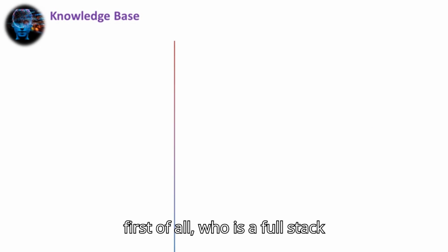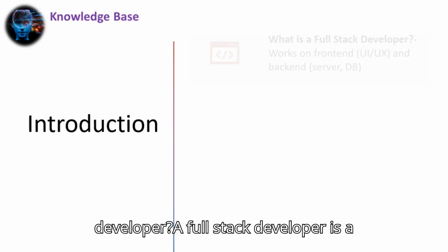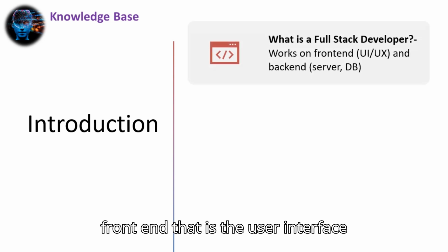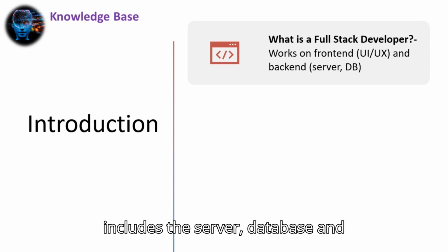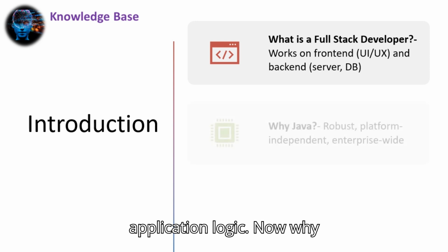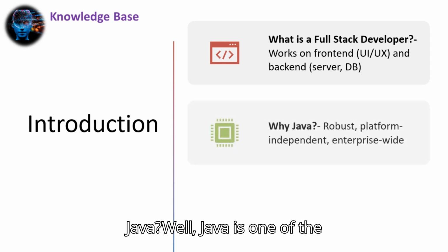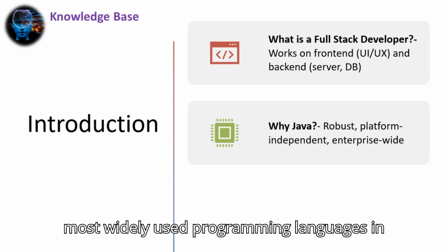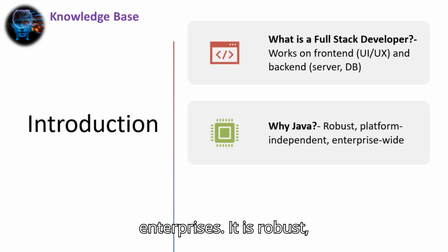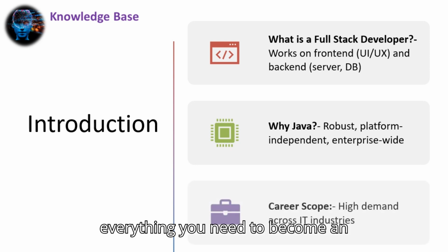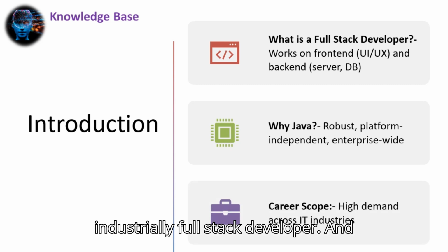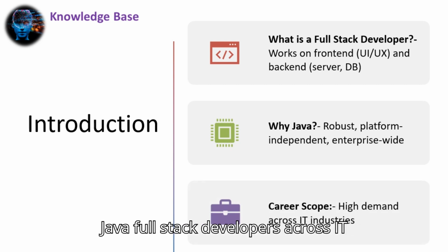So, first of all, who is a full-stack developer? A full-stack developer is a professional who can handle both the front-end, that is, the user interface part, as well as the back-end, which includes the server, database, and application logic. Now, why Java? Well, Java is one of the most widely used programming languages in enterprises. It is robust, secure, and platform-independent. Combined with frameworks like Spring Boot and Angular or React, Java gives you everything you need to become an industry-ready full-stack developer. And the best part, there's a huge demand for Java full-stack developers across IT companies worldwide.